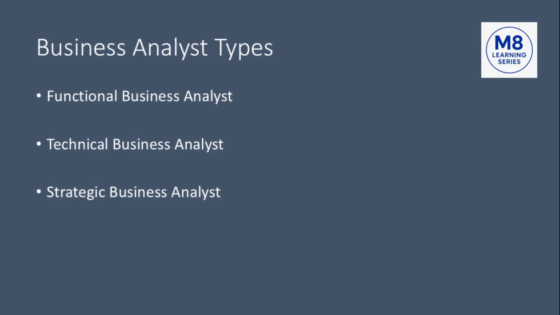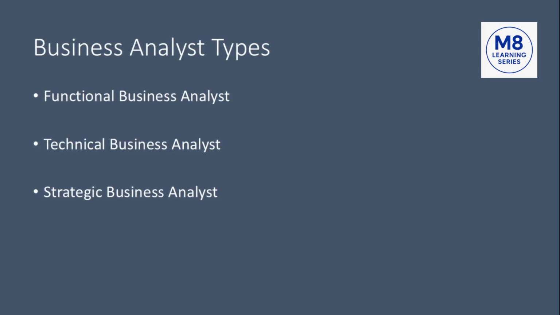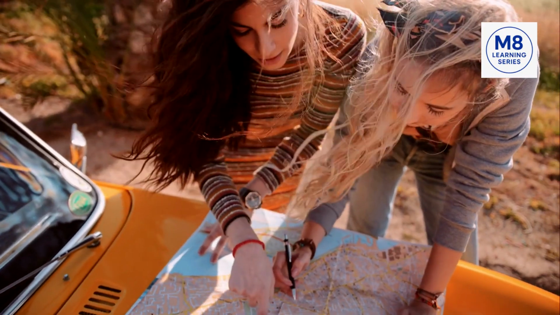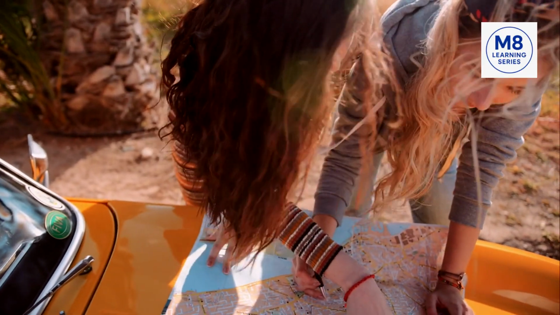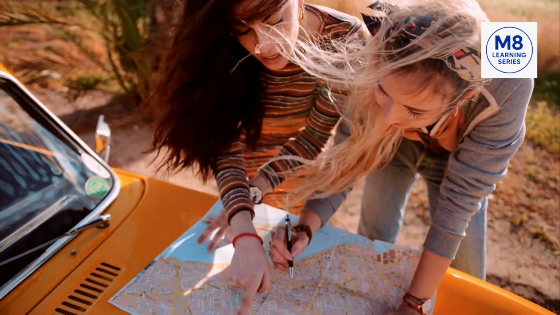And we talked about strategic BAs. They look at the big picture. They connect business goals, market trends, and strategic initiatives to make sure the company is heading in the right direction. Think of it like planning a road trip. The strategic BA decides the destination, the functional BA maps out the route, and the technical BA makes sure the car is roadworthy and tuned up.